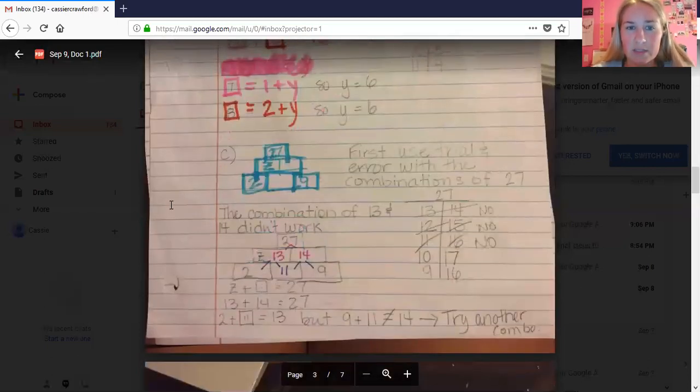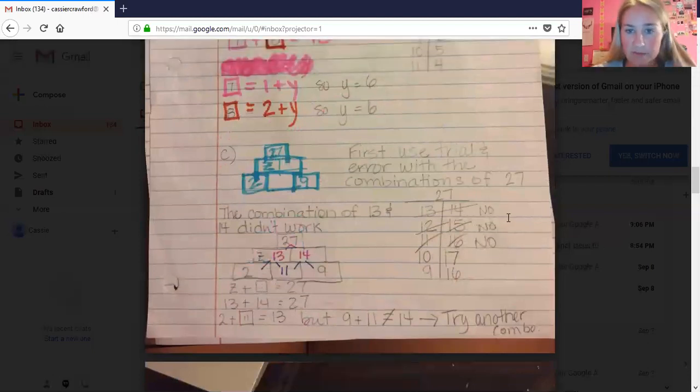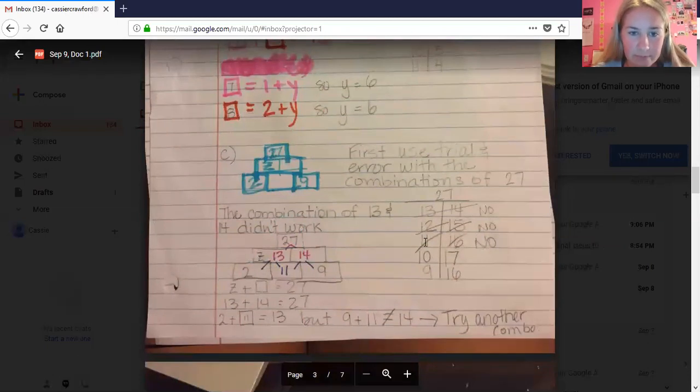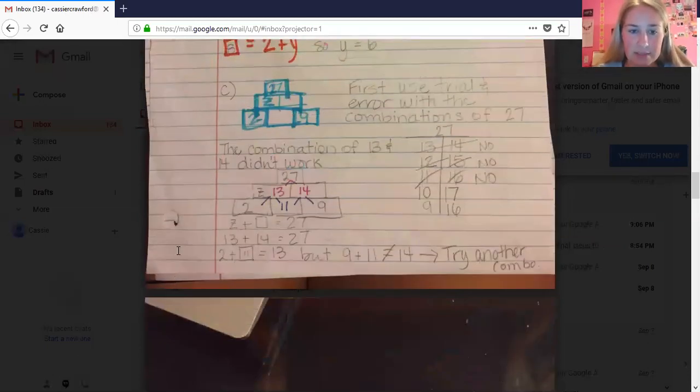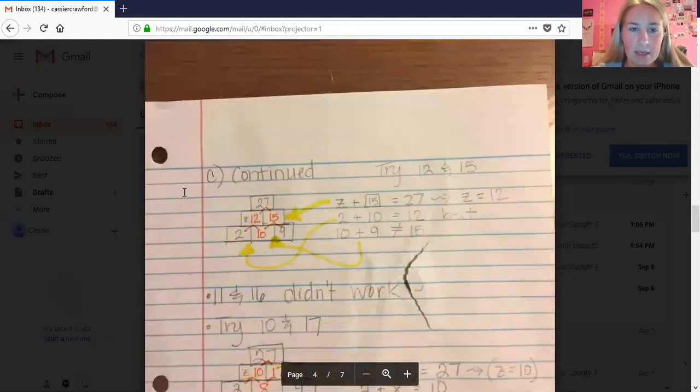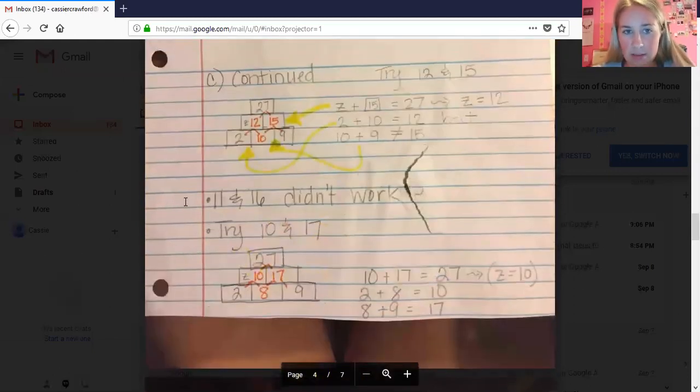However, for C, I had to use the same method, and I had to go through 13 and 14, 12 and 15, 11 and 16, and my answer ended up being 10 and 17. As well as C, same thing.